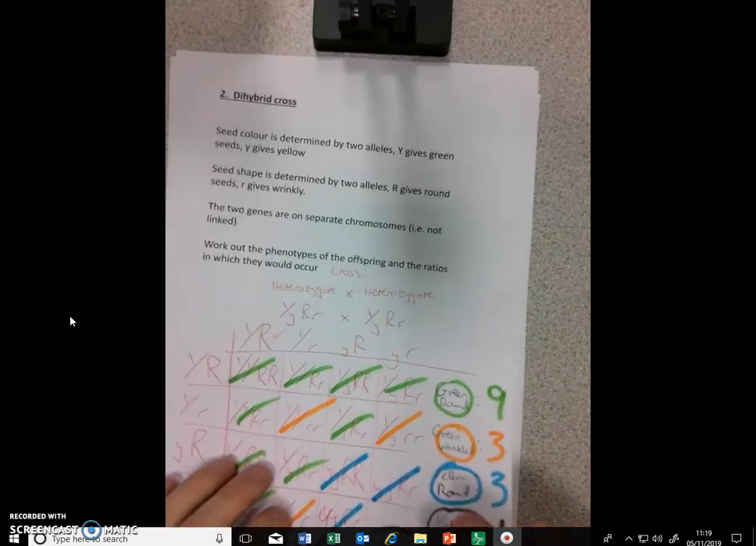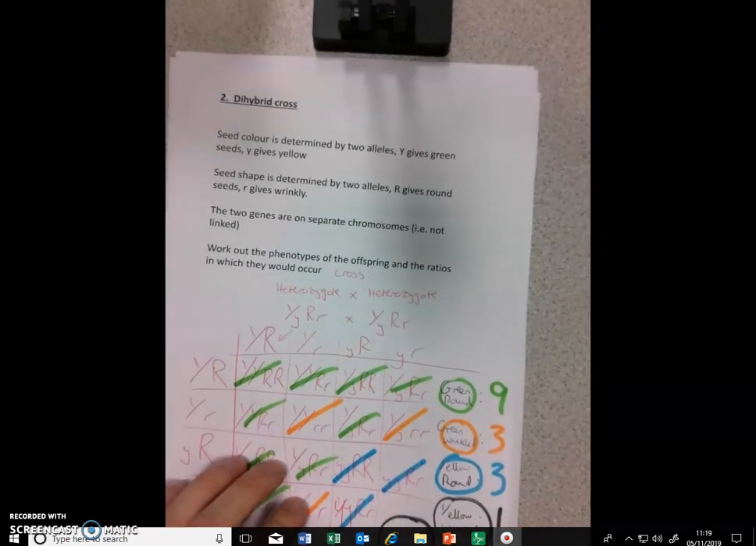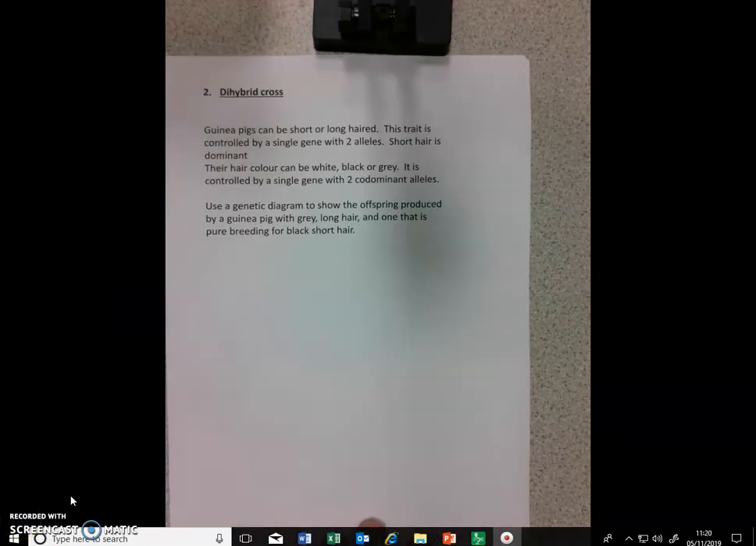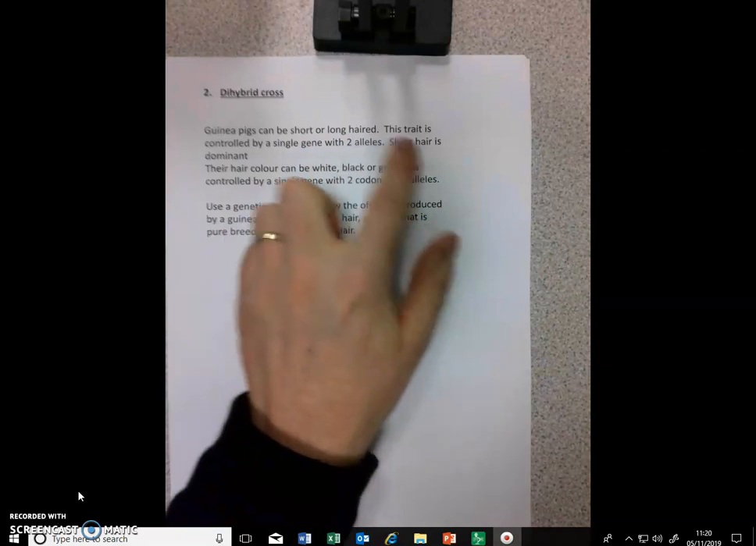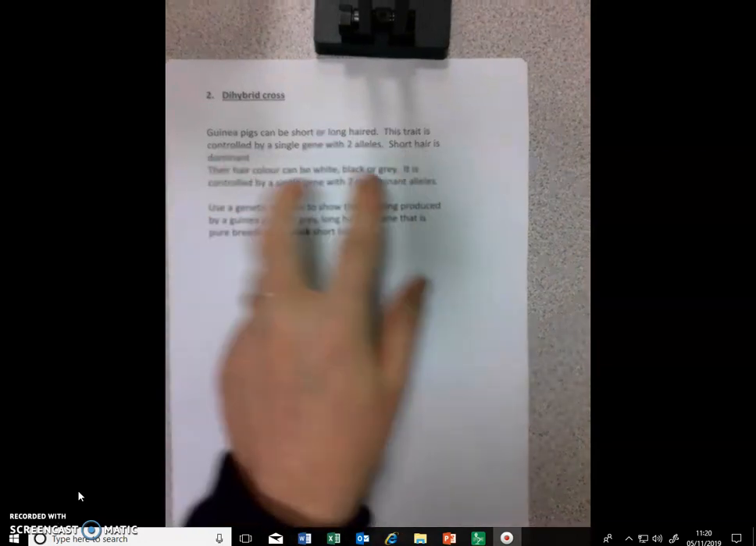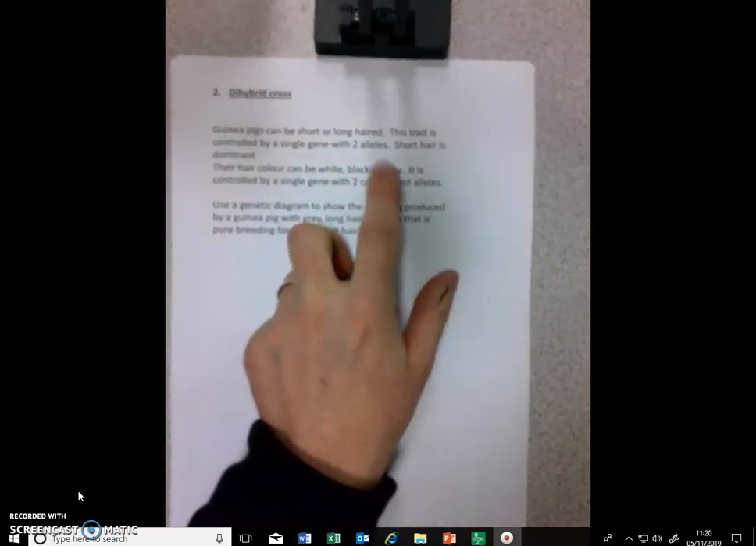Pause the video and have a go at the next question in the pack. Okay, so exactly the same kind of problem. It's a dihybrid. Got 2 traits: the length of the hair, short and long. Short hair is dominant, and then we've got the colour, white, black, or grey, and that's a co-dominant one.